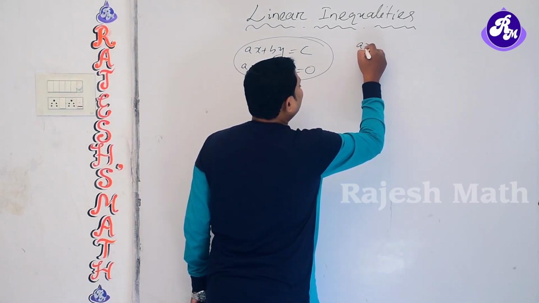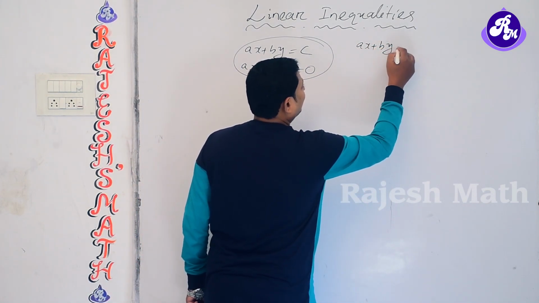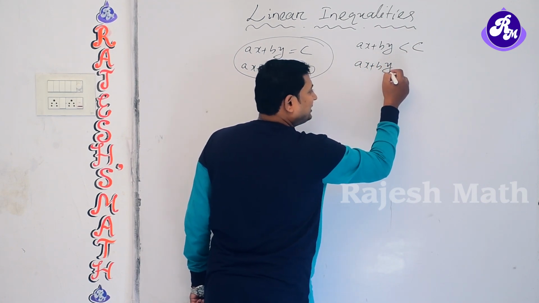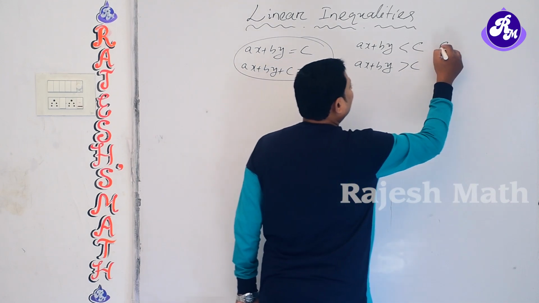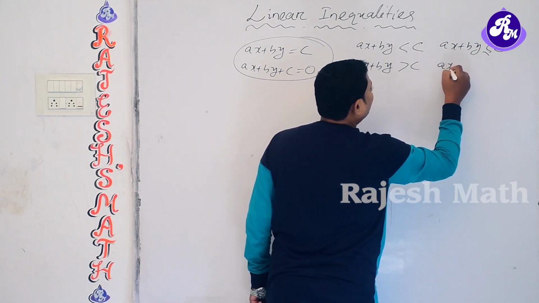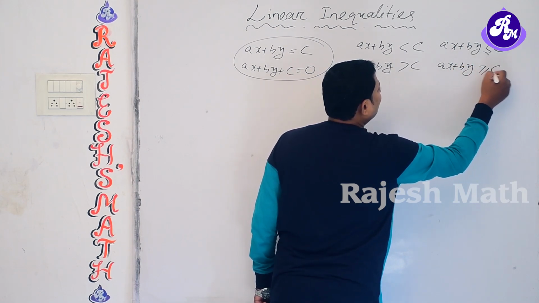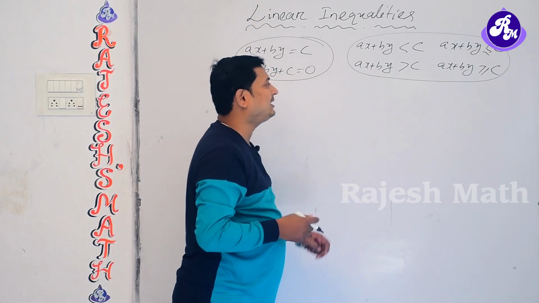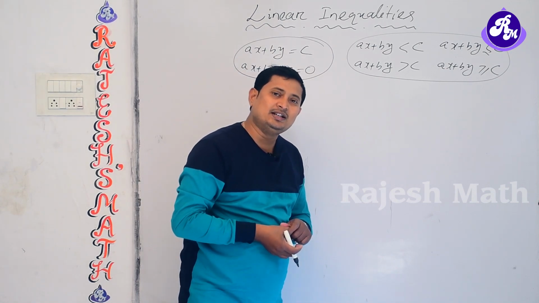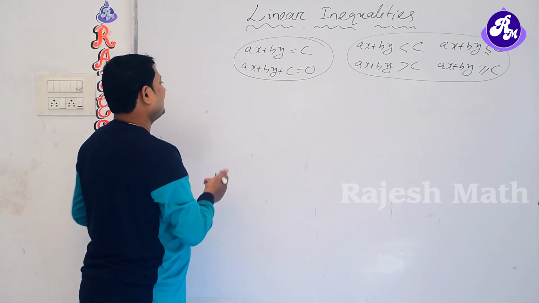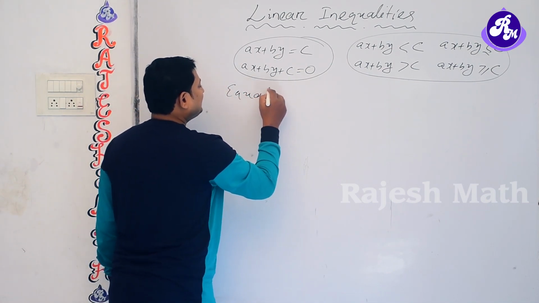Next, ax + by < c, or ax + by > c, or ax + by ≤ c, or ax + by ≥ c, these are called linear inequations. What is actually a linear inequation? What is an equation and what is an inequation actually? What is an equation?